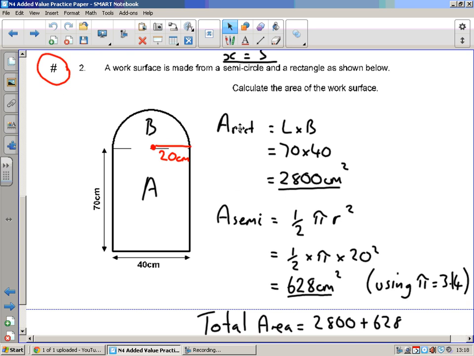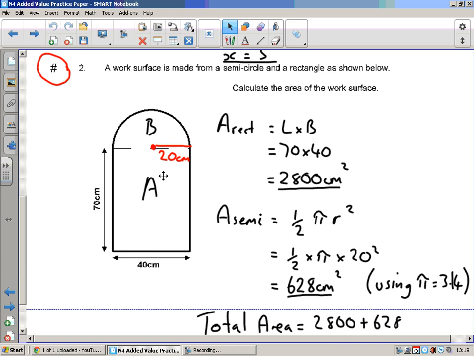So some sort of indication you're doing a composite area question and identifying that that is 20 gets you your hashtag mark. After that, area of a circle is pi times radius squared, but we have a semicircle, so I'm just going to do half of that. So it'll be half multiplied by pi multiplied by 20 squared. And I have just used 3.14 for pi there. I could have used the pi button on the calculator. That would give me a slightly higher answer. I'm just using the rounded version.